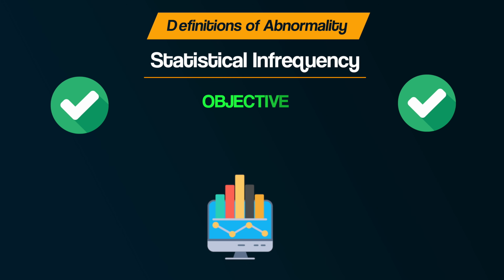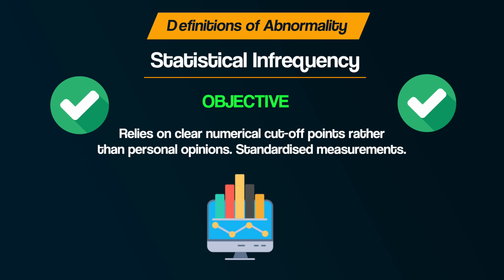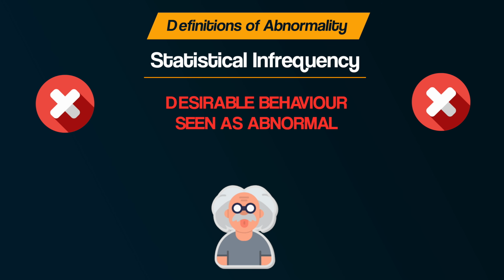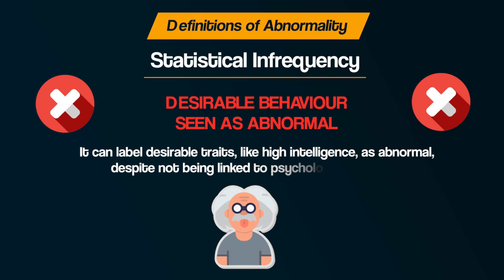infrequent. One strength of this definition is that it's objective. It relies on clear numerical cutoff points rather than personal opinions, ensuring that all mental health professionals use the same standardized measurements, which reduces subjectivity and increases accuracy. One limitation of this definition is that desirable behavior can be seen as abnormal. It can label desirable traits, like high intelligence, as abnormal, despite not being linked to psychological distress.